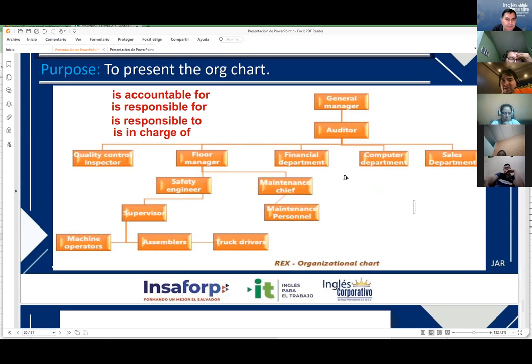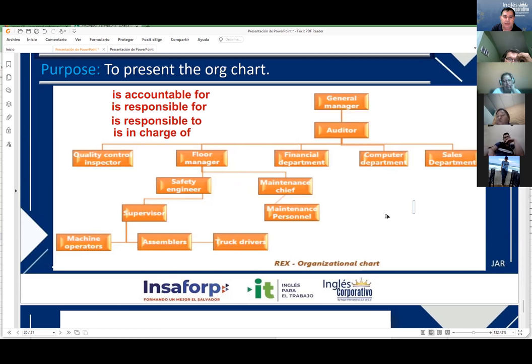Okay. Who is the floor manager responsible to? The general manager or the auditor. Sí, en el caso de, pero normalmente the general manager. Okay. And who is the floor manager responsible for? Safety engineer and the maintenance chief. Exactly. Esa es la idea. Responsible to, responsable ante. Estamos hablando del de arriba. Responsible for, responsable por. Estamos hablando del de abajo. Okay. I don't know if that gives you an idea. ¿Les queda un poquito claro? Sí.